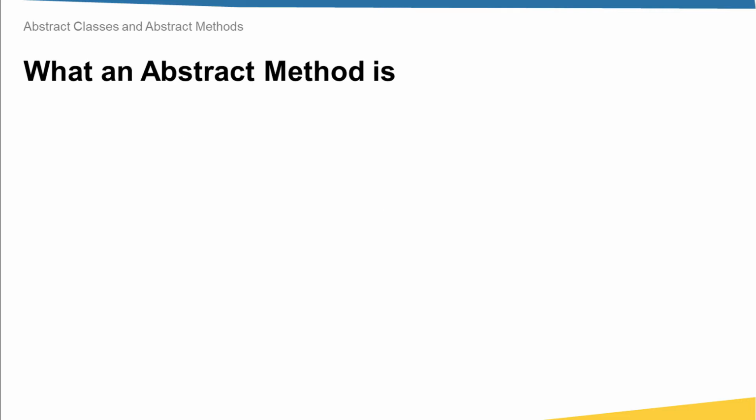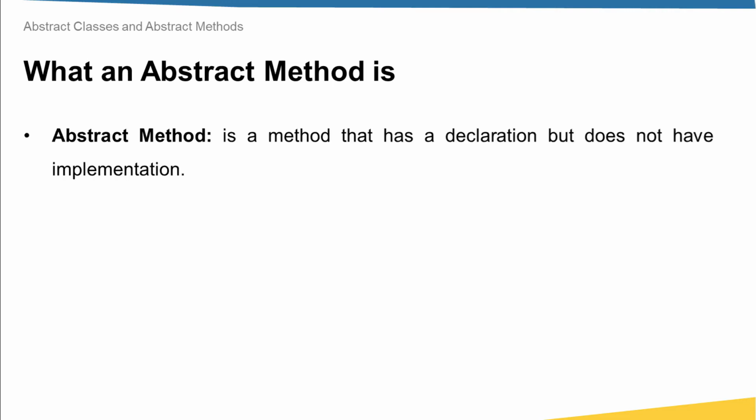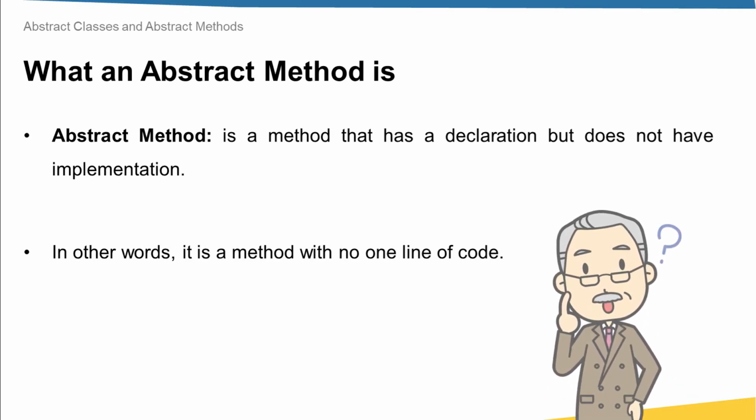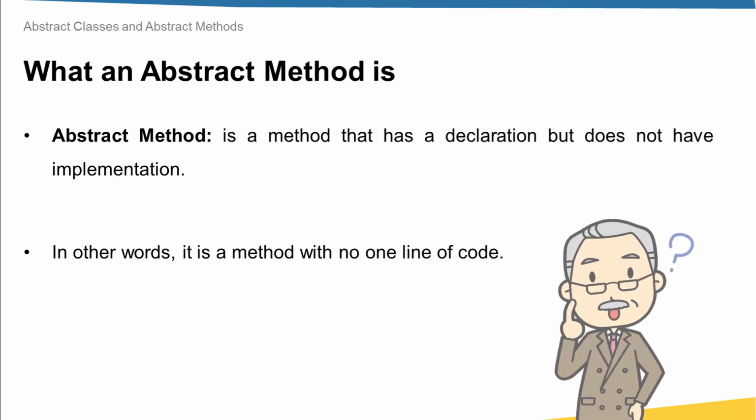Now let's talk about abstract methods. So what's an abstract method? Simply, it's just a method that has a declaration, but it doesn't have implementation. In other words, it's a method with not one line of code. And now if you ask me why I need such a method, I'll tell you simply to define an abstract class. So what's an abstract class? Let's move to the next slide to answer this question.